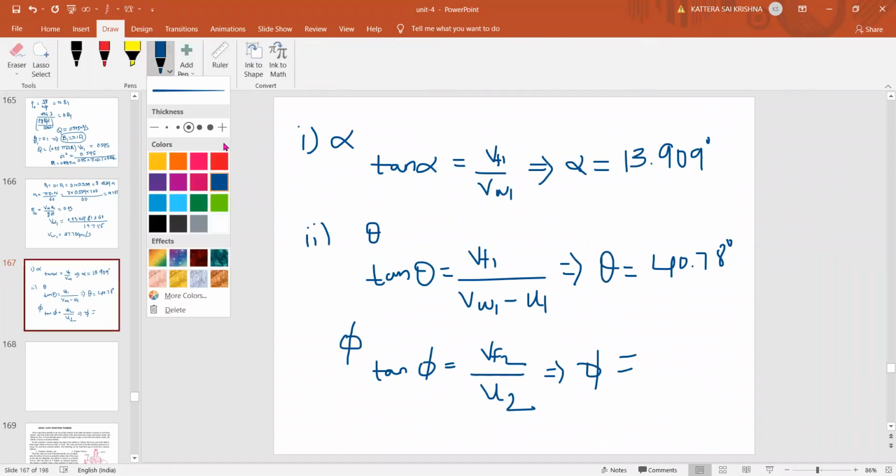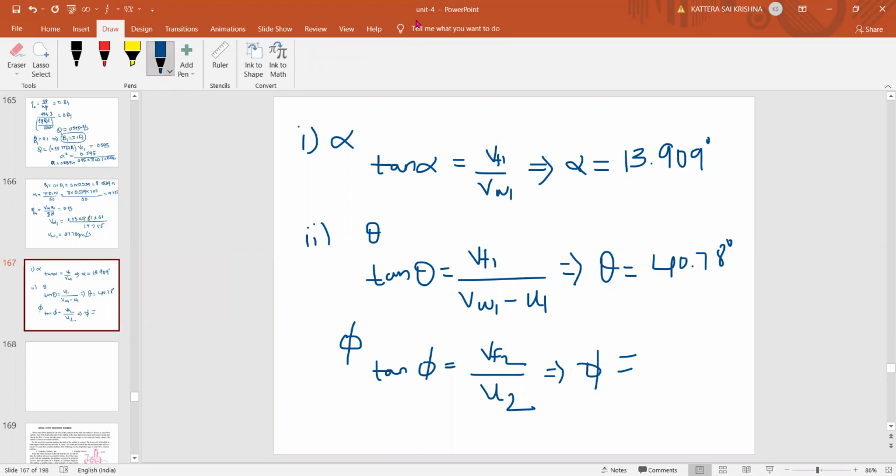What is the value of phi? Do we have U2 value? No, sir. That's why I'm waiting. First you find U2. So how to find U2? U2 equal to pi D2 n by 60. I'm waiting whether you will ask or not. Do we have D2 now? No, sir.